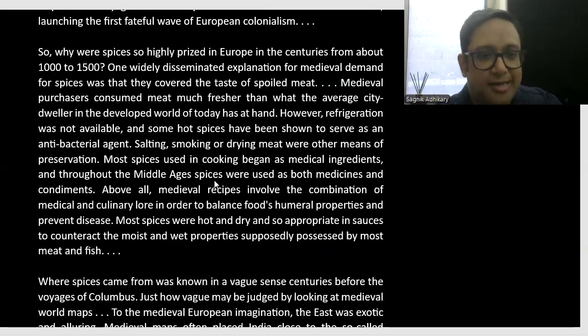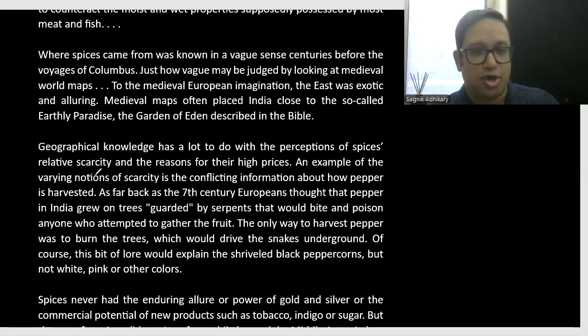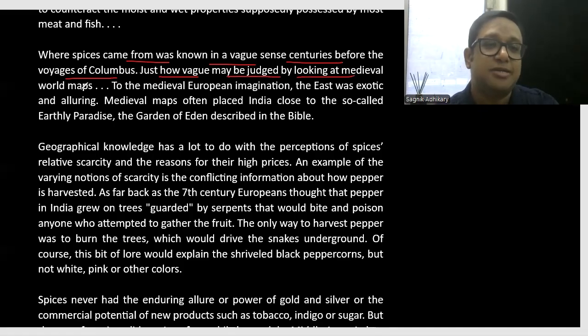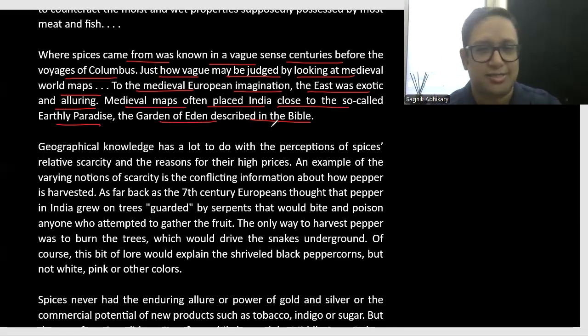After this, we see that the passage then continues with the argument of where spices come from. And in this, there's a very interesting, rather funny explanation of the misconception that Europeans of the medieval period had about the East, particularly India. Where spices come from was known in a vague sense centuries before the voyages of Columbus. Just how vague may be judged by looking at medieval world maps. To the medieval European imagination, the East was exotic and alluring. Medieval maps often placed India close to the so-called earthly paradise, the Garden of Eden described in the Bible. So India was this mythical land, with India and the Garden of Eden right next to each other.